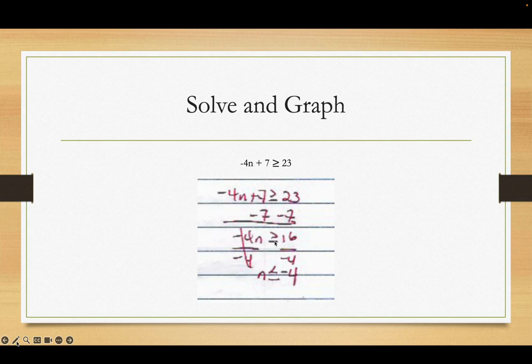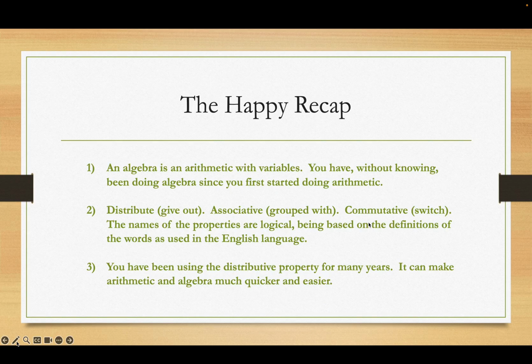Why did I switch that sign from greater than or equal to less than or equal to? Why did I switch that? Because I divided by a negative. Anytime you divide or multiply by a negative, you have to switch the direction of the inequality.